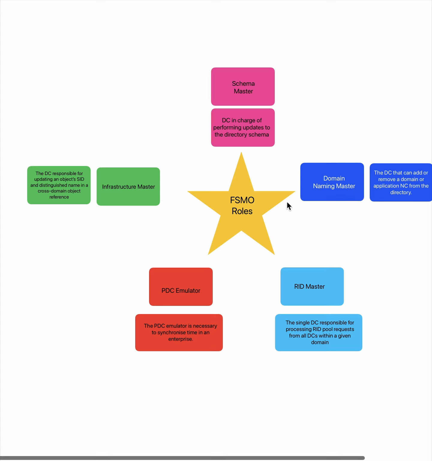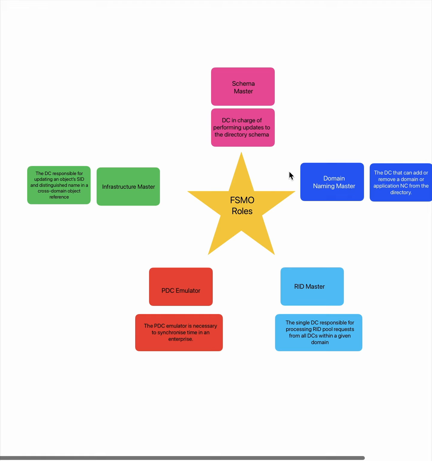So one way we can remember this is to use the acronym DRIPS, which would be D for domain naming master, R for RID master, I for infrastructure master, P for PDC emulator, and S for schema master. So that's one way we can remember them using the acronym DRIPS.